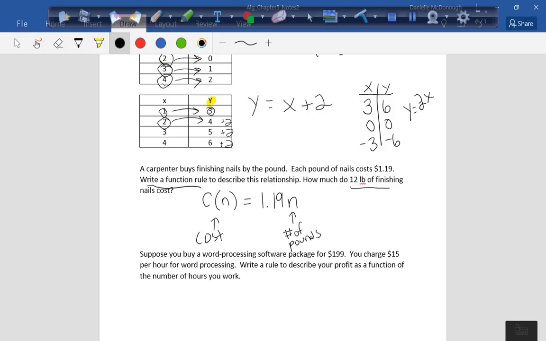Okay, and so now, this right here is my function rule, and it wants to know how much does 12 pounds of finishing nails cost. So it would be C of 12, the cost of 12 pounds, is equal to 1.19 times 12, and then to solve this, C of 12, the cost of 12 pounds, would equal $14.28.